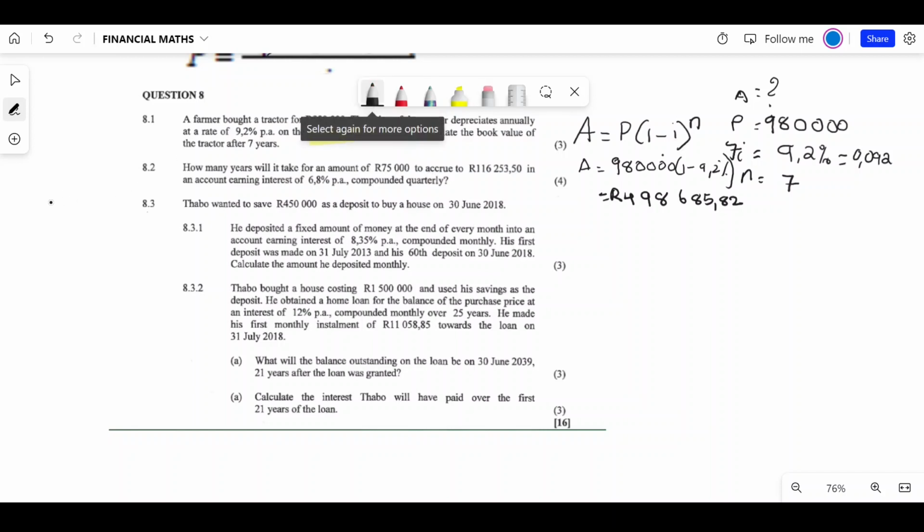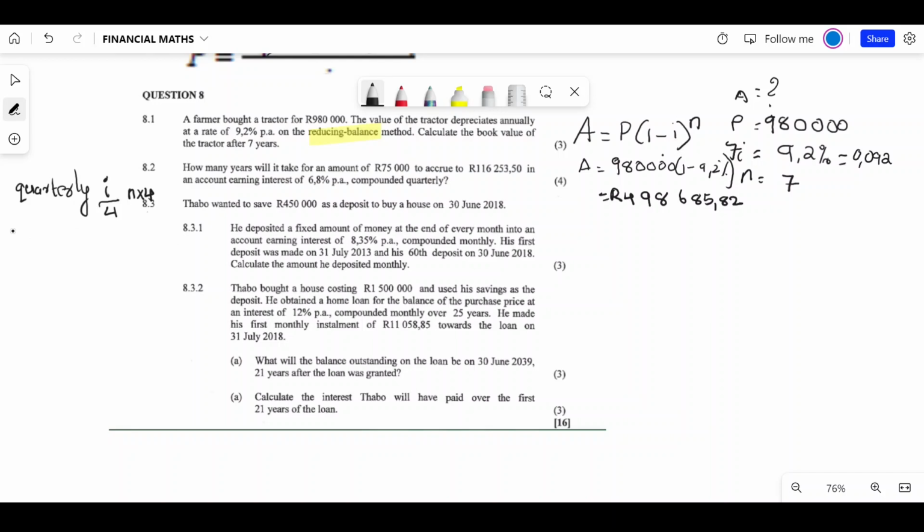Okay, now let me remind you what you learned in grade 11. How do you handle this quarterly? So if the question says quarterly, you don't forget to divide the interest rate by 4, and at the same time multiply the number of years by 4. Meaning of this is interest rate is taken every quarter. N times 4 means you are changing the years to quarters now. There are 4 quarters in a year. That's why you multiply n by 4 and divide i by 4.